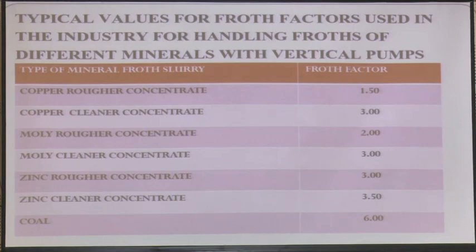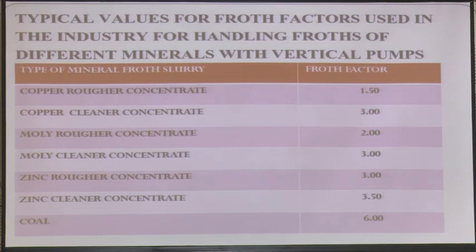The typical values for the froth factors, as I was telling, differ for different types of froths. Copper rougher concentrate 1.5, copper cleaner concentrate 3, molybdenum rougher 2, moly cleaner 3, zinc rougher 3, zinc cleaner 3.5, coal 6. But these are only for vertical froth pumps, not for horizontal ones, because we have been discussing the vertical froth pumps. So, these are the froth factors for that. Okay.